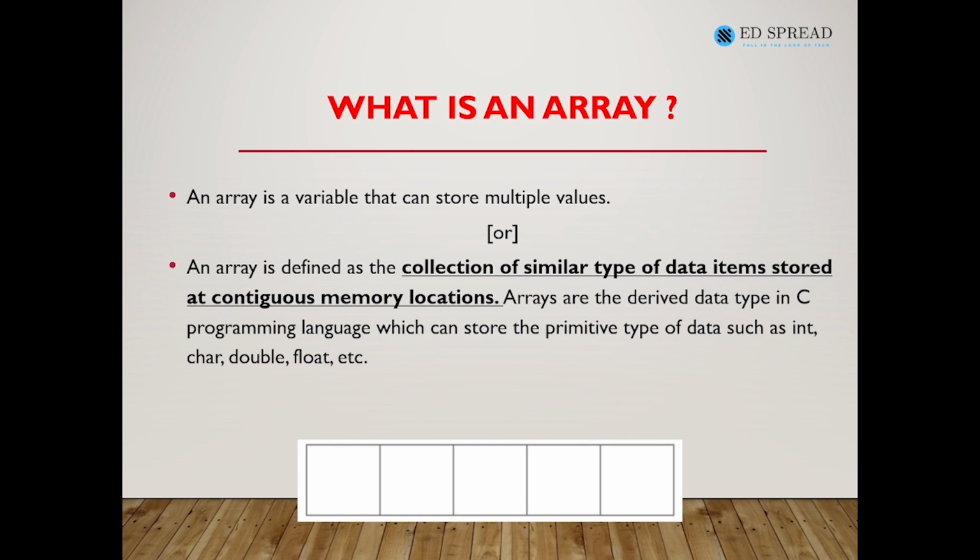An array is a variable that can store multiple values. An array is defined as a collection of similar data types stored at contiguous memory locations.